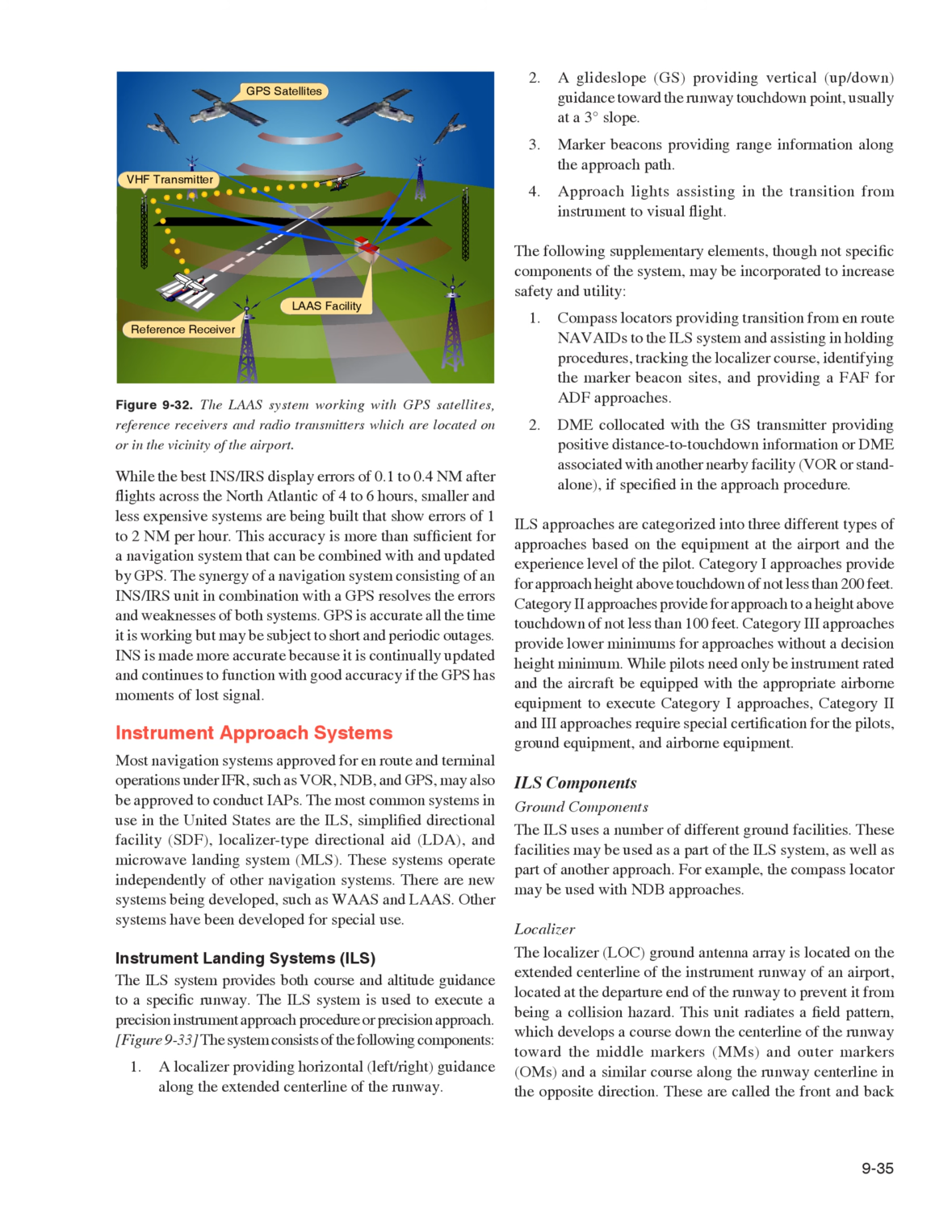While pilots need only be instrument rated and the aircraft be equipped with the appropriate airborne equipment to execute Category I approaches, Category II and III approaches require special certification for the pilots, ground equipment, and airborne equipment. ILS components, ground components. The ILS uses a number of different ground facilities. These facilities may be used as a part of the ILS system, as well as part of another approach. For example, the compass locator may be used with DME approaches.